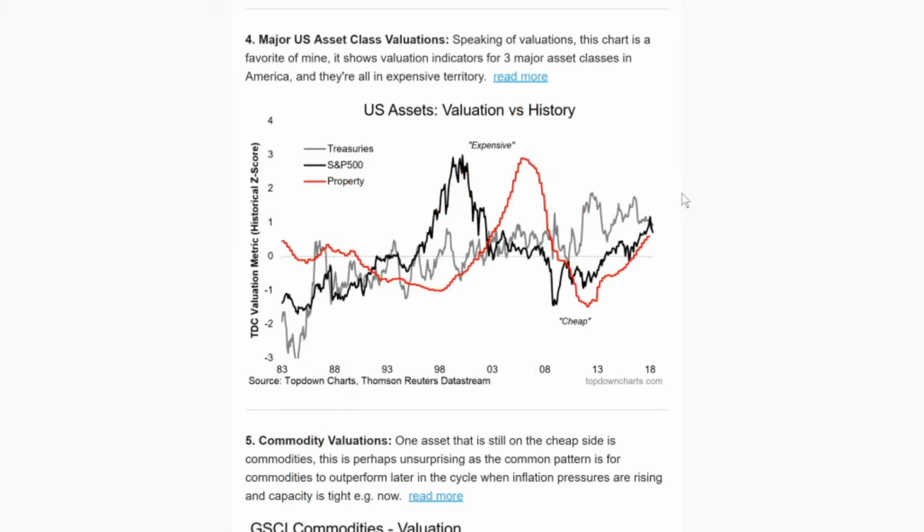And speaking of valuation, and bringing in again that valuation indicator for property, you can see there that this is for the US. So you've got the stock valuation, treasury valuations, and property.